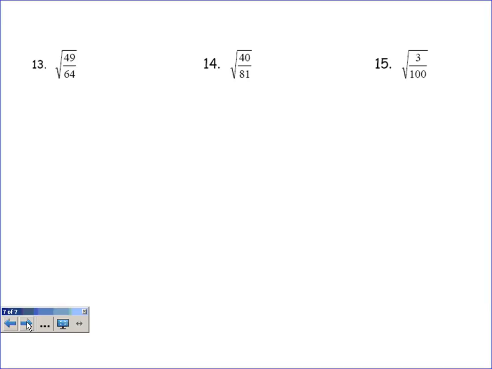It can be broken up if you want to think of it as the square root of 49 over the square root of 64. Well, what's the square root of 49? 7. What's the square root of 64? 8. That would be our answer, 7/8. And that's it. Don't change it into decimals. Don't give me approximate answers. We're looking for exact answers.